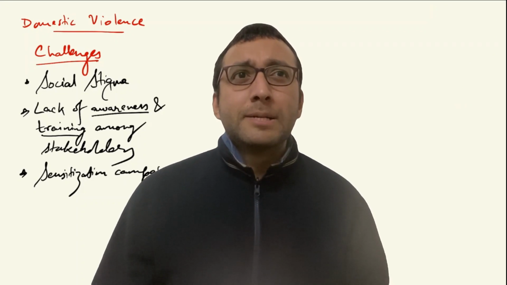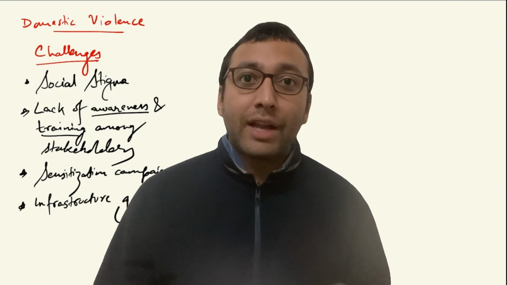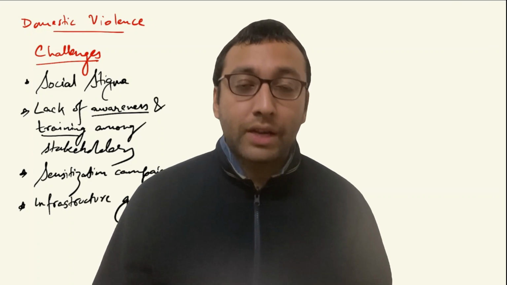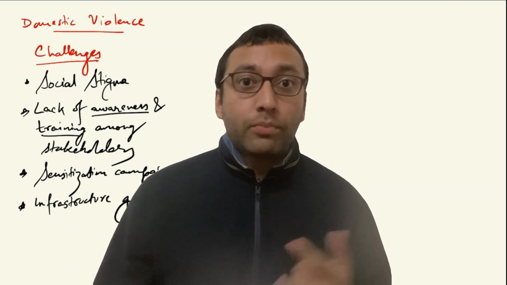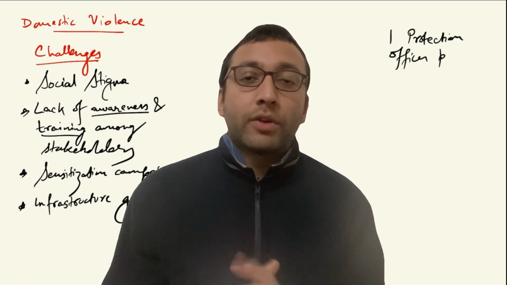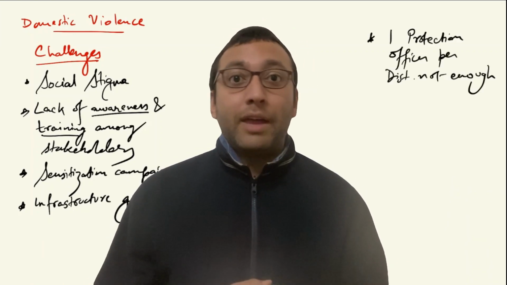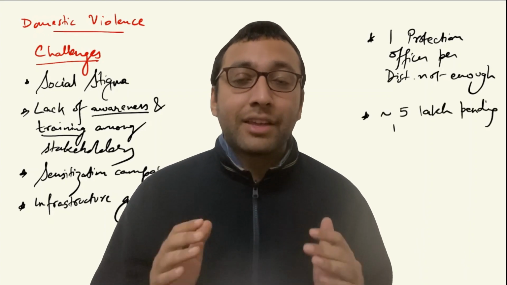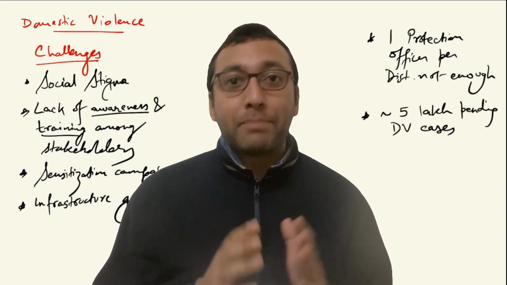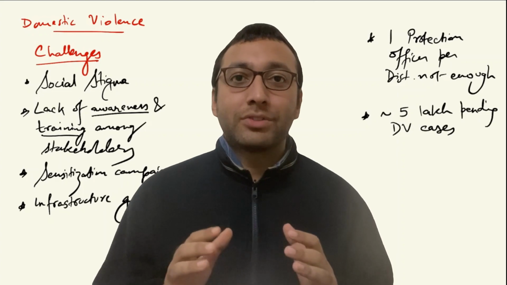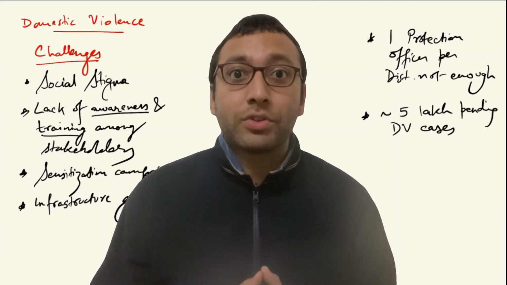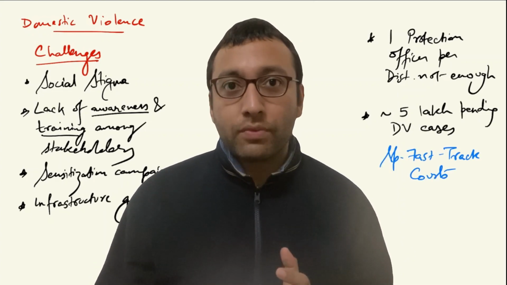Apart from that, a lot of infrastructural gap is there in the quantity and quality of shelter homes. So more budgetary allocation is required. And one protection officer per district, but more than 500 to 600 cases per district. Is it enough? Certainly not. And nearly 5 lakh cases of DV Act are pending in India. So the legal system is not enough to handle it and successfully dispose of it. So we do require special fast-track courts.